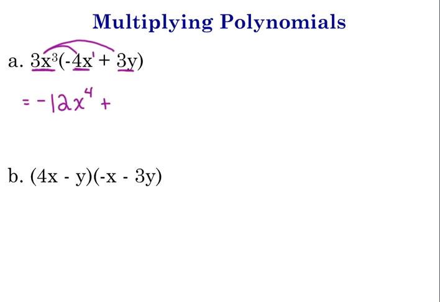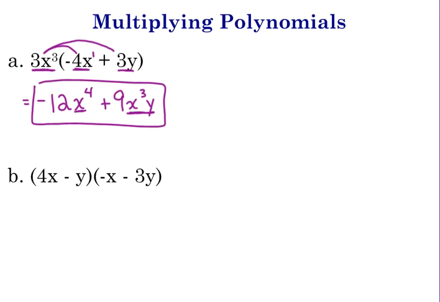Then we've got 3 times 3 is positive 9. Now on this one, we've got different variables. Since we have different variables, there's no combining that we can do. If they are not the same base, you just got to write it as x cubed times y. And that is all you can do on this problem, because now we don't have like terms, right? We've got x to the 4th here and we've got x cubed y. They aren't like terms, so this is all we've got.